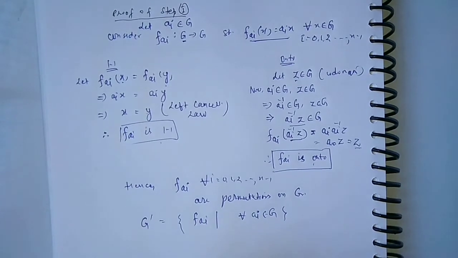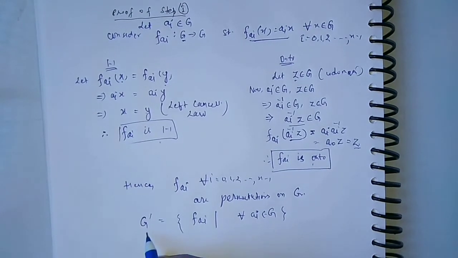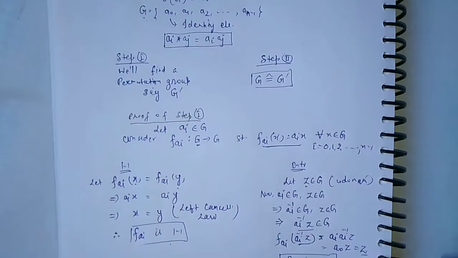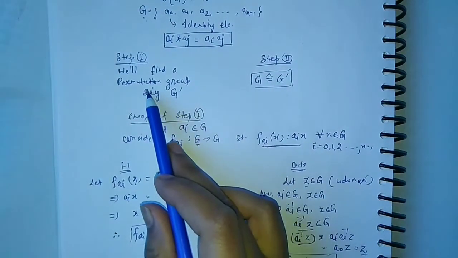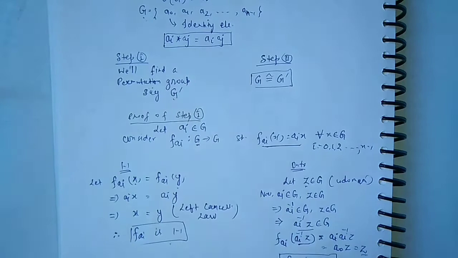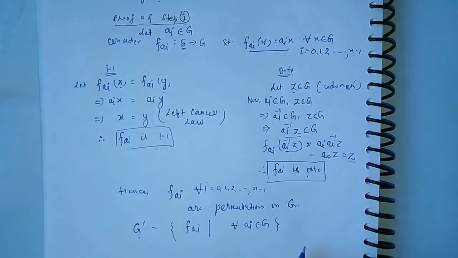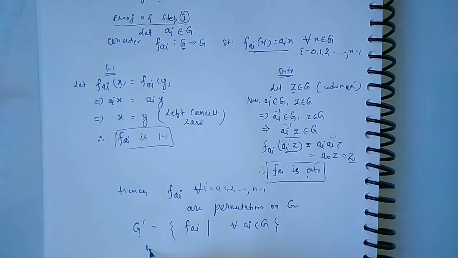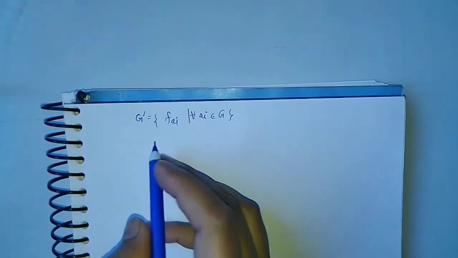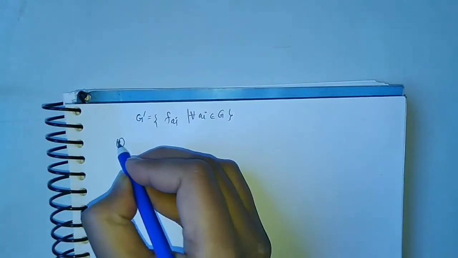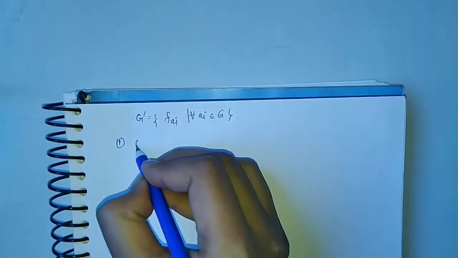Now we will prove that this G dash forms a group. So now we will call G dash the permutation group, and our step number 1, that is, finding a permutation group G dash, will be complete. So now we have to prove that G dash is a group. First we will prove that it satisfies the closure property.